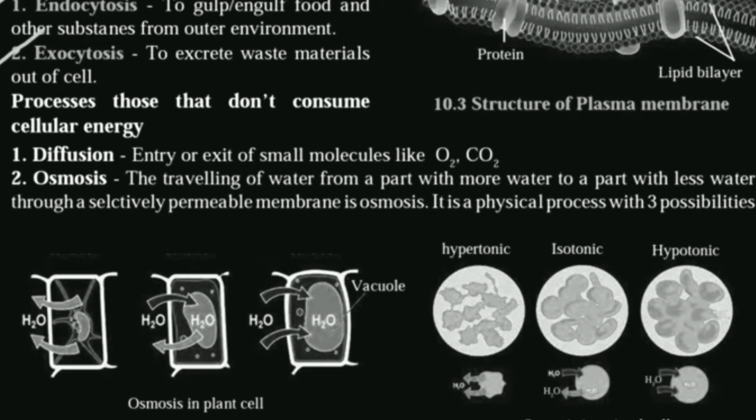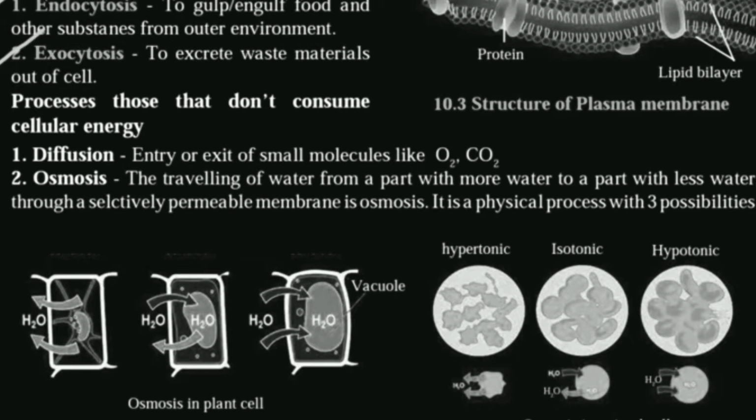Processes that don't consume cellular energy, and that first is diffusion and the second is osmosis. Students, in diffusion, entry or exit of small molecules like oxygen and CO2 takes place. Whereas in osmosis, the travelling of water from a part with more water to a part with less water through a selectively permeable membrane is osmosis. It is a physical process with 3 possibilities.